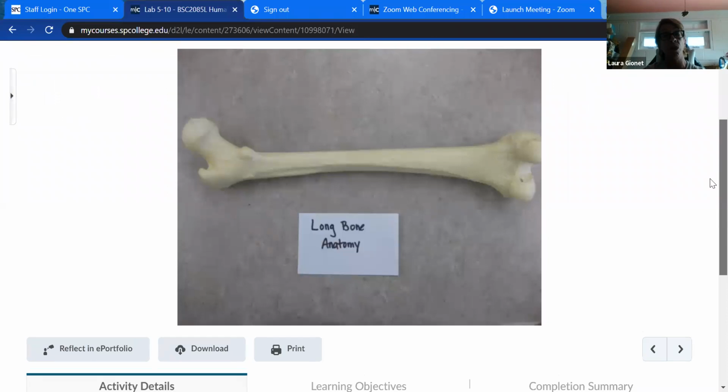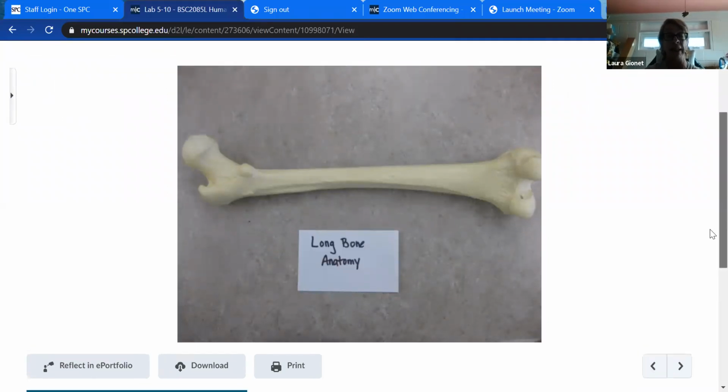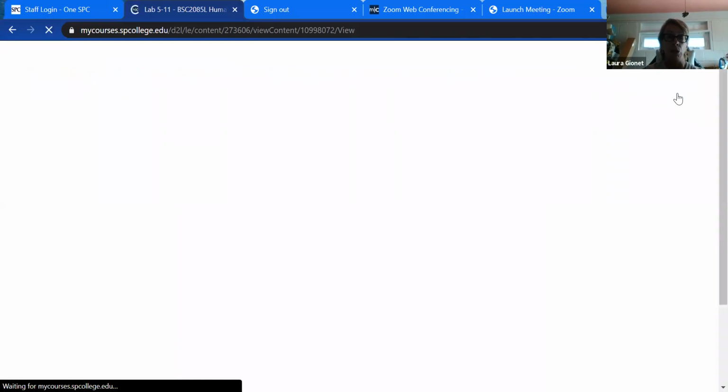Okay, these are examples of the different shapes of bones. This is an example of a long bone. You don't know what that is, but it is a femur. That's your thigh bone. Right? Example of a long bone. It's really, really long.